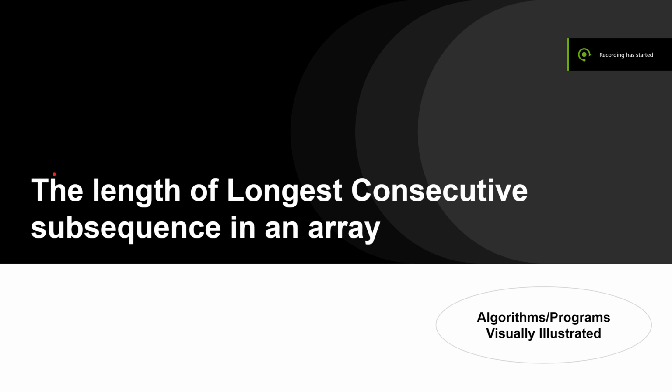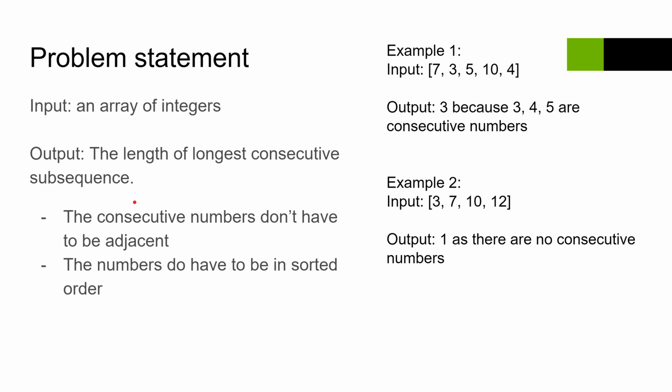In this video, I'll try to find the length of the longest consecutive subsequence in an array. The input is an array of integers, and the output is only the length of the longest subsequence. The consecutive numbers don't have to be adjacent, so you see here, I could go 3, 4, 5, even though they're not adjacent. But numbers do have to be in a certain order, so it cannot go 3, 10, 7, because that's not in order.